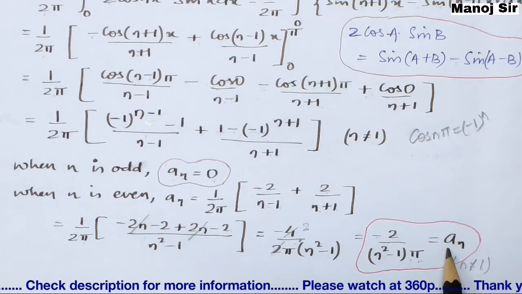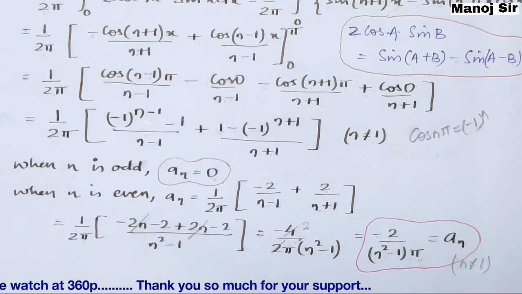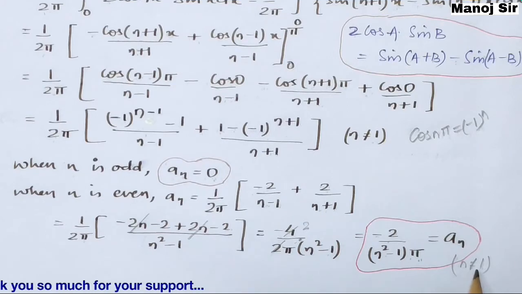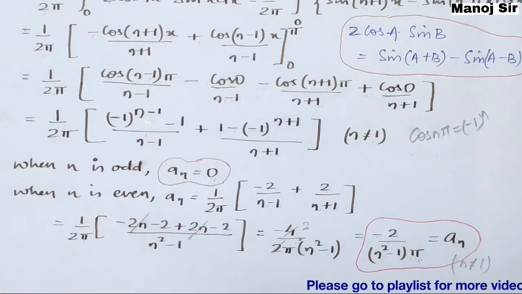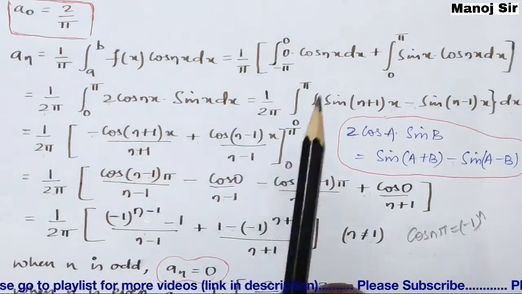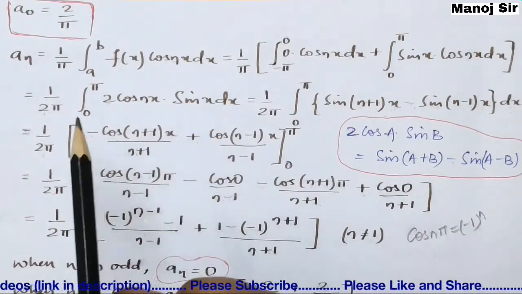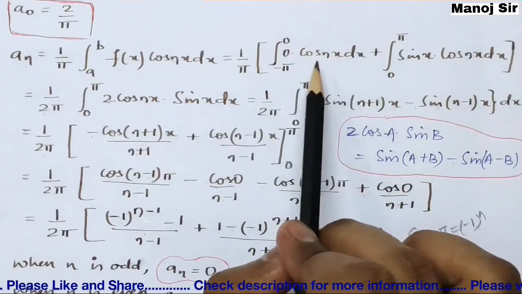a_n. Remember that this is the value of a_n when n is not equal to 1. Remember this thing, that n is not equal to 1, because if you put n equals 1, this term is going to be infinite. So this is the value of a_n, so we need to find a_1 separately. If you put n equals 1, in that case we have this term is 0.